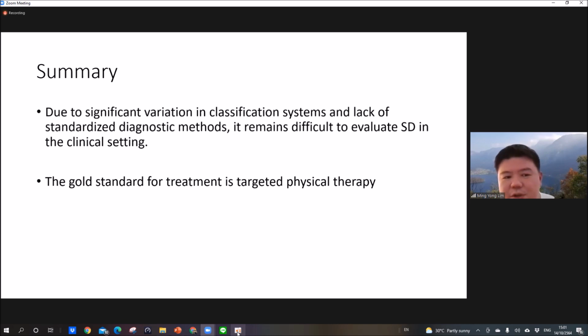In summary, due to the significant variation in classification systems and the lack of standardized diagnostic methods, it remains difficult to evaluate scapulothoracic dyskinesis in the clinical setting, and the gold standard for treatment is still targeted physical therapy. That's my presentation.